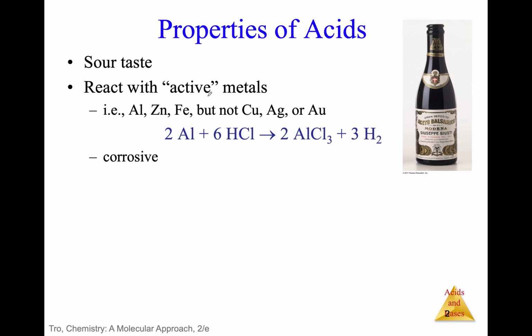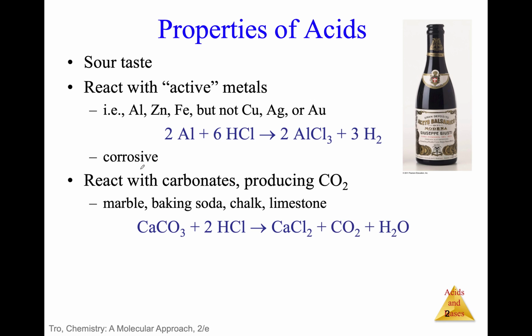Acids react with active metals. So metals that are reactive are just higher in the activity series than H plus that we talked about in Chem 60. For example, aluminum reacts with hydrochloric acid to make aluminum chloride, which would be aqueous, and hydrogen gas. So acids react with active metals. Acids are also known to be corrosive.